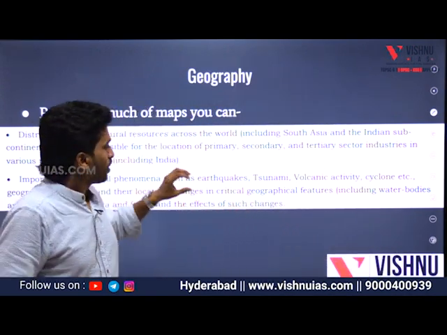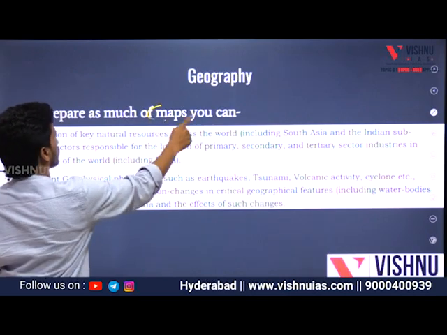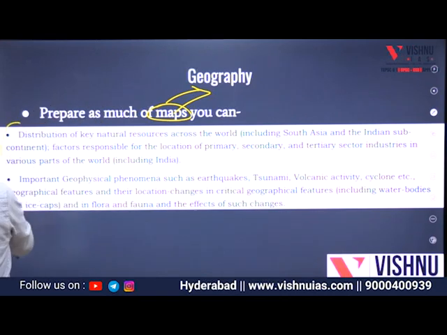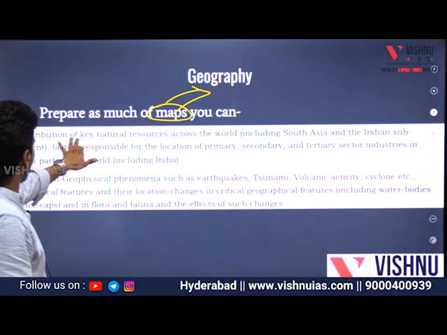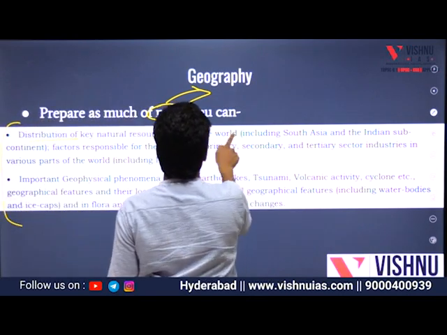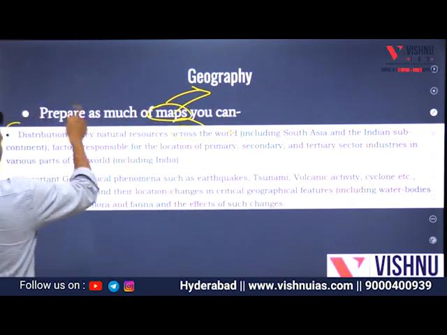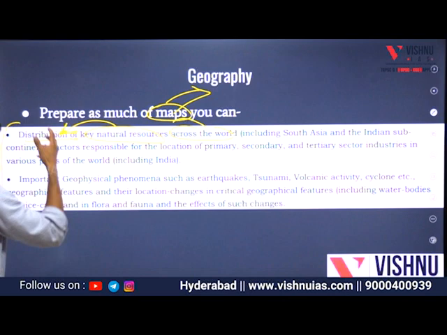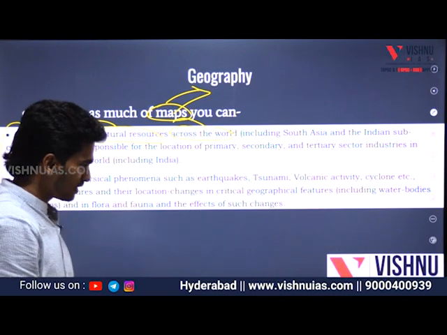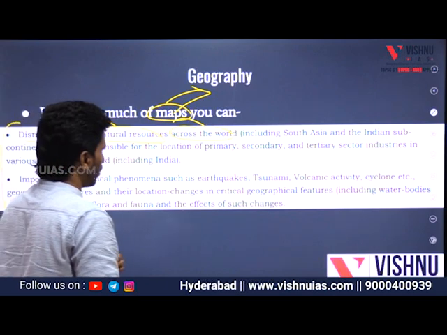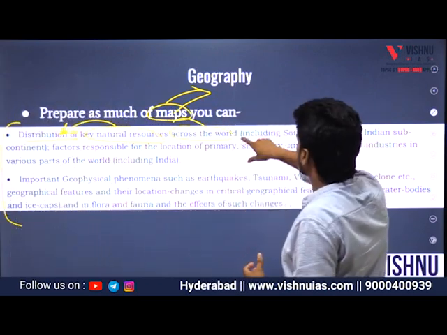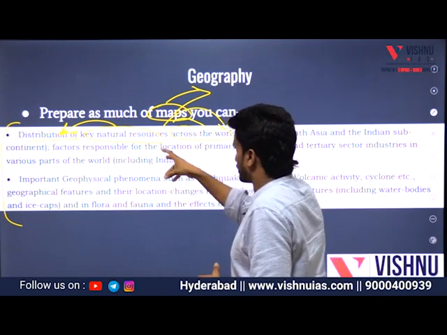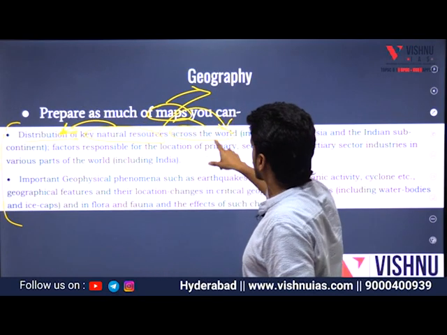Now coming to geography, the most important thing is that you should have maps. In history also maps are important. In geography, see, this is a screenshot of the syllabus: distribution of key natural resources across the world. So for the first map, you should have the natural resources distribution, which country has which resource in abundance, which country is scarce in some resources. It is in the news, and this particular syllabus part demands it.